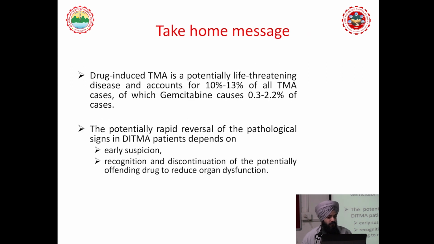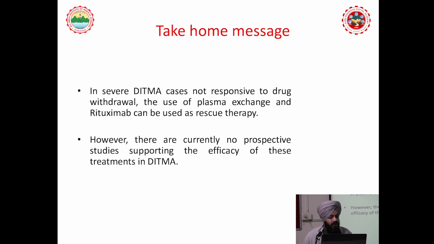Now, a message from our case: drug-induced TMA is a potentially life-threatening disease and usually accounts for 10 to 13% of all the TMAs, of which gemcitabine accounts for around 2% of all the cases. The potential rapid reversal of pathological signs in drug-induced TMA depends upon the early suspicion, recognition, and discontinuation of the potentially offending agent to reduce the organ damage. And in severe drug-induced TMA cases not responsive to drug withdrawal, the use of plasmapheresis and Rituximab can be considered as a rescue therapy. However, no prospective studies supporting the efficacy of these treatments are available in drug-induced TMA.